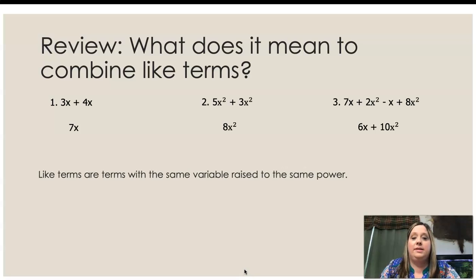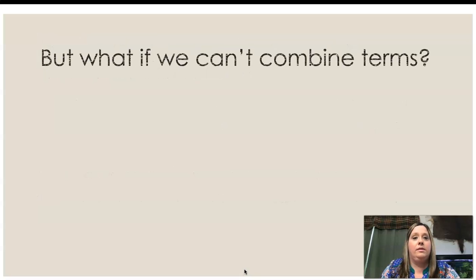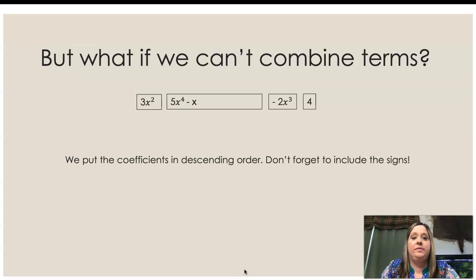So like terms are terms with the same variable raised to a power, which we should be familiar with. And then to combine them, we would add the coefficients, but we keep the variables the same, so we don't change anything with the variable. But what if we can't combine like terms? In this example, we can't. So we would just simply put the terms in descending order, but don't forget they carry their signs. So this is what this looks like in descending order. And this is called standard form. So this is actually a polynomial in standard form.